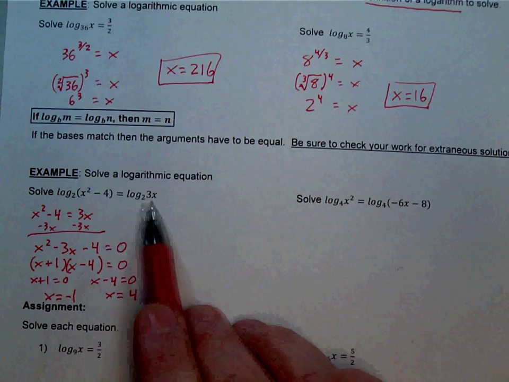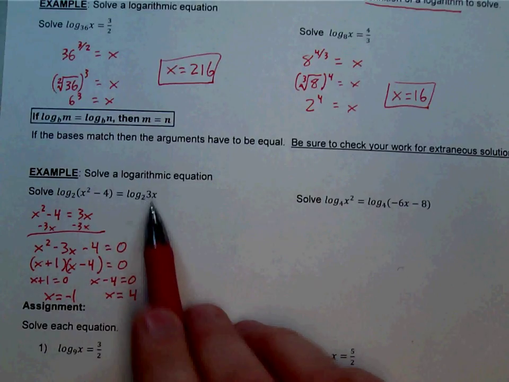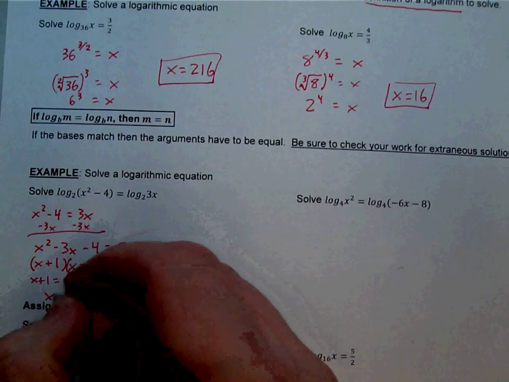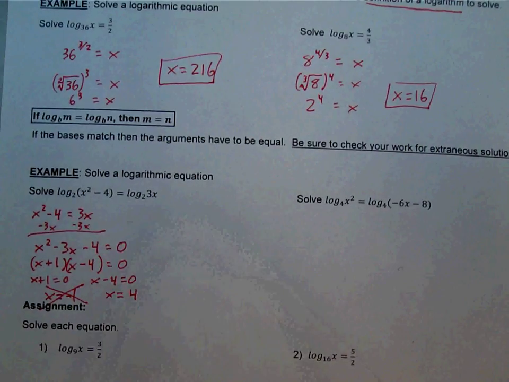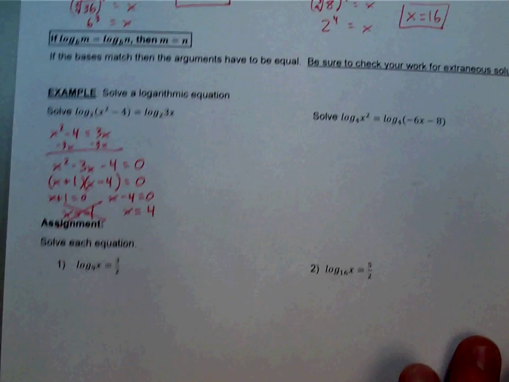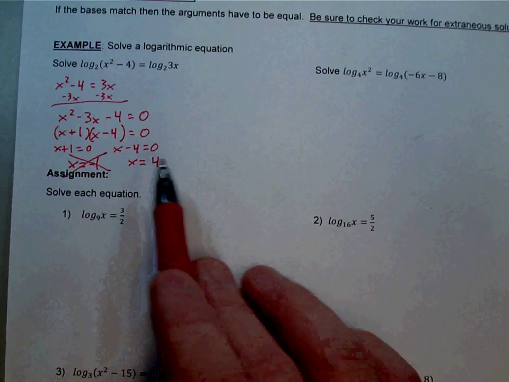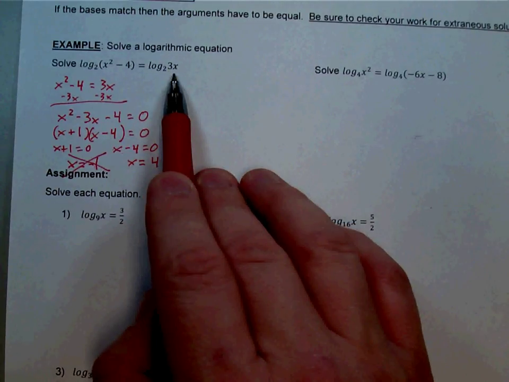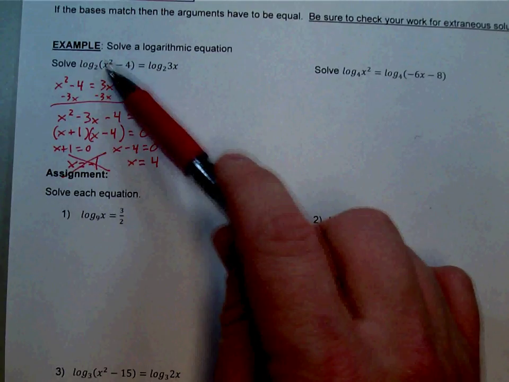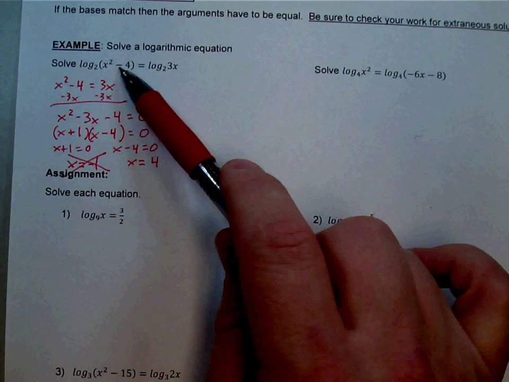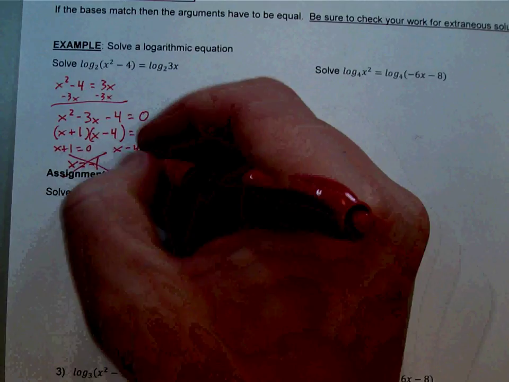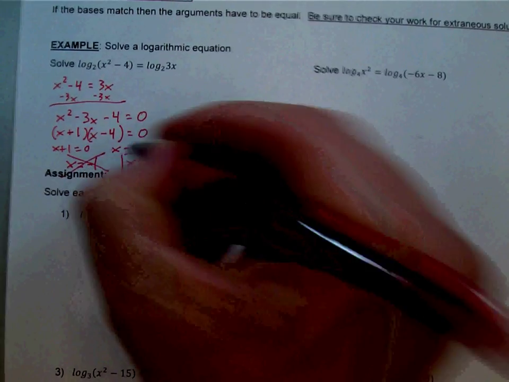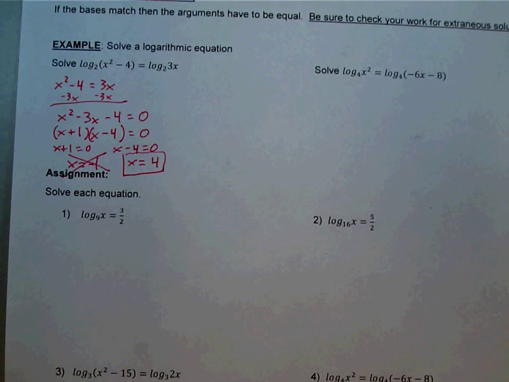So when I plug negative 1 in there, it messes up that side. We can't take log base 2 of negative 3. So therefore, we would say that negative 1 is extraneous. I get to cancel it out. It didn't actually work. When I try 4, plug it in the right side, 3 times 4 is 12. That's a positive number. That's fine. When I plug 4 into the left side, 4 squared is 16. 16 minus 4 is 12. That's also a positive number. That's okay. So x equals 4 is the only one that actually worked.